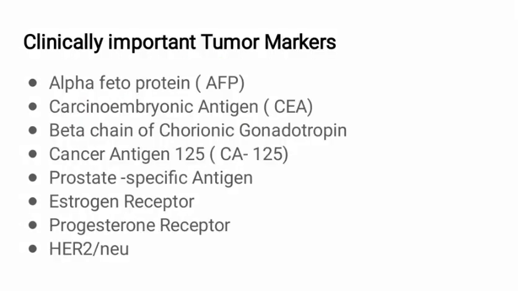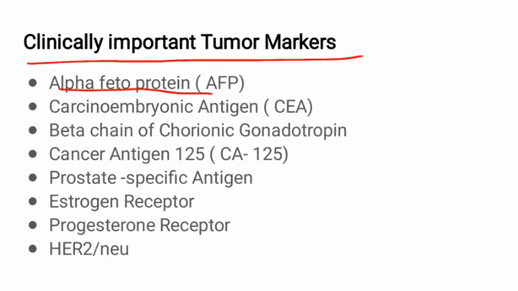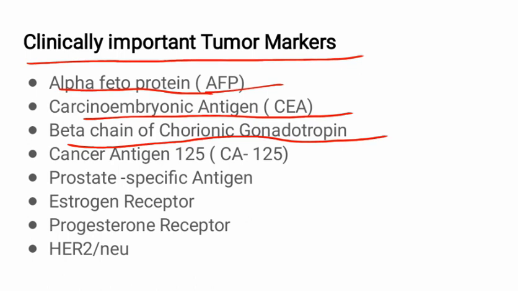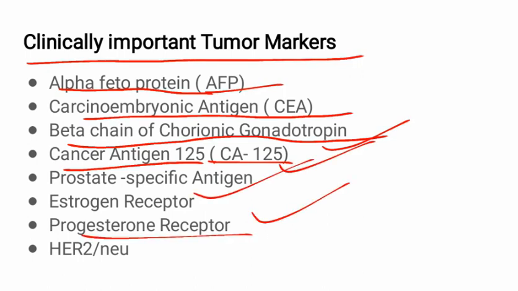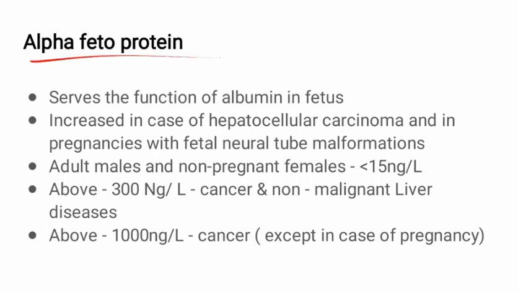Some clinically important tumor markers are alpha fetoprotein abbreviated as AFP, carcinoembryonic antigen abbreviated as CEA, beta chain of chorionic gonadotrophin, cancer antigen 125 abbreviated as CA125, prostate specific antigen, estrogen receptor, progesterone receptor, HER2 or NEU. Regarding these tumor markers, you should know their normal values and also the particular tumor marker which is specific for a particular type of cancer. First, we will see about the alpha fetoprotein.